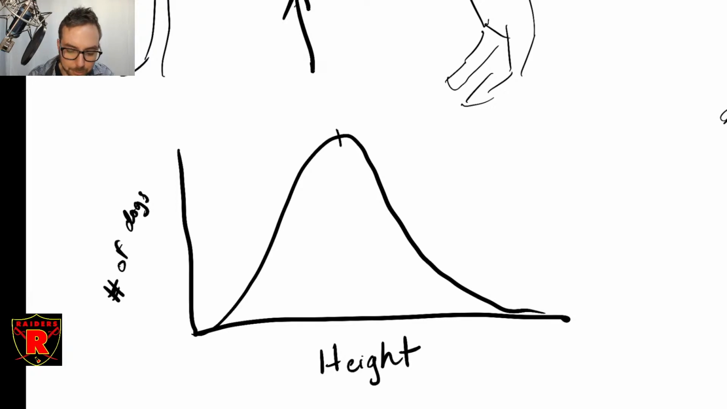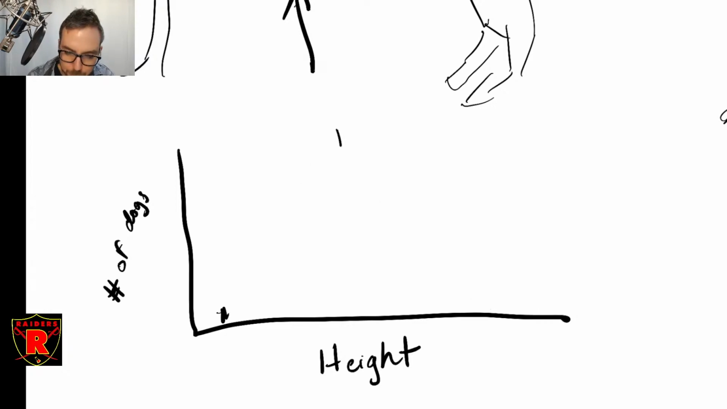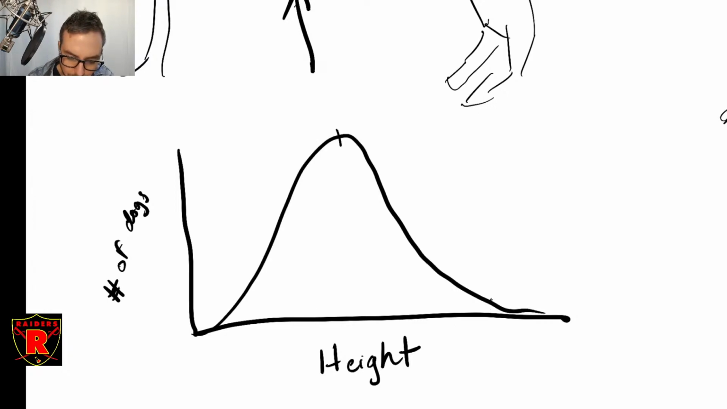So for example, being 4'10" or whatever, that would be over here. Very, very few people are 4'10", or if you're looking at 6'7" or something, very few people in the population are 6'7". That'd be over here. So the most common is the average, that typical population. Typical curves follow this, and it's called a normal distribution.